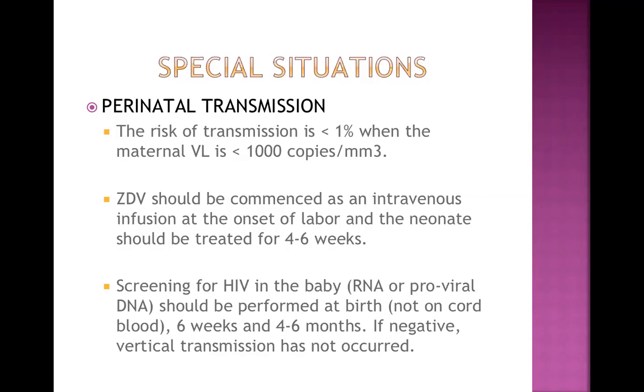After that, at 6 weeks and at 4 to 6 months, we go for screening of HIV in the baby. If all these tests are negative, then we confirm vertical transmission has not occurred, meaning this baby is safe. So at the time of birth, at 6 weeks and at 4 to 6 months, if all tests are negative, vertical transmission is ruled out.